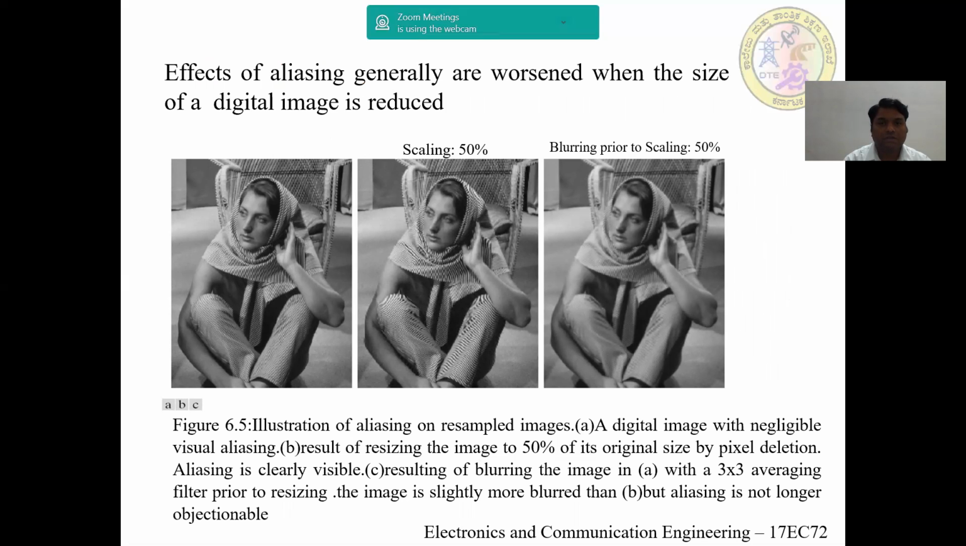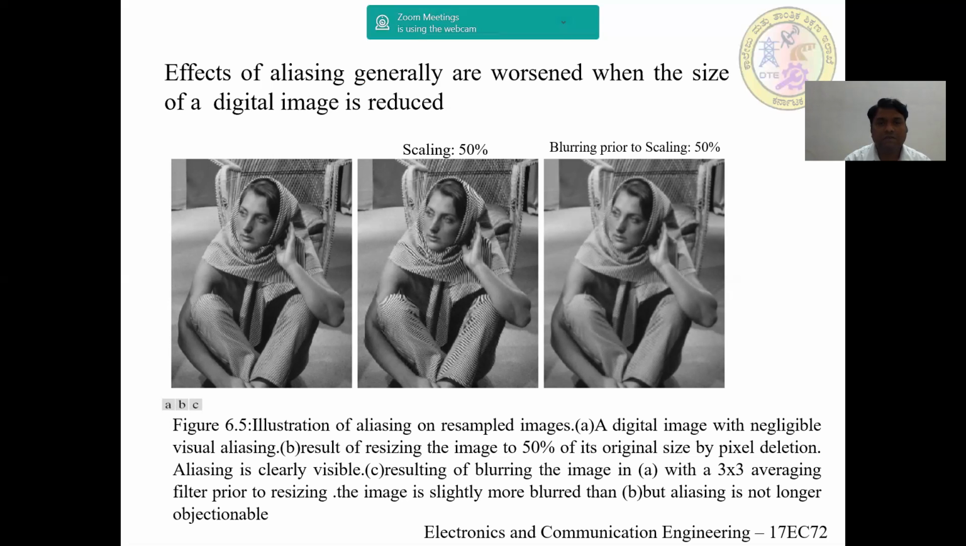You can see here the aliasing effect from this diagram, from this image. That is illustration of aliasing on resampled images. The same image having the aliasing effect. In the figure, the image A is a digital image with negligible visual aliasing.